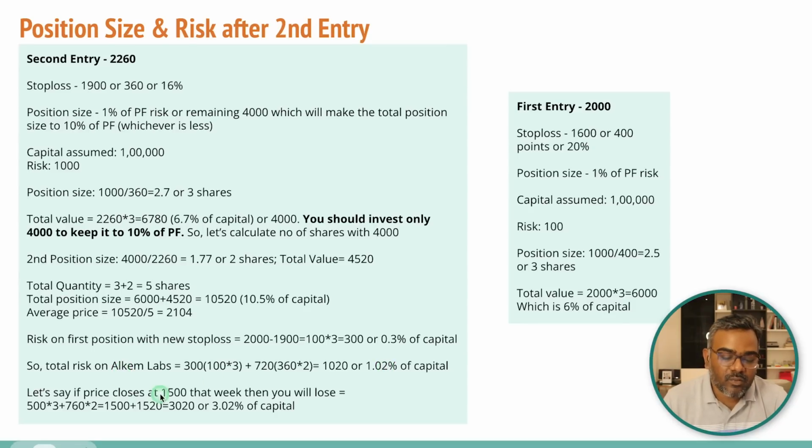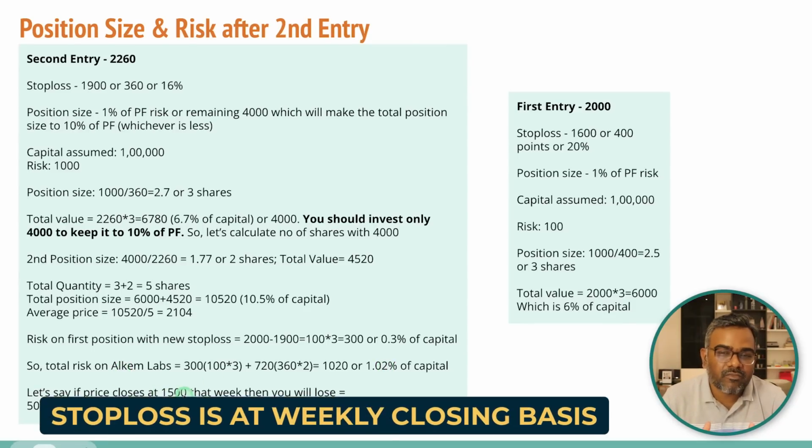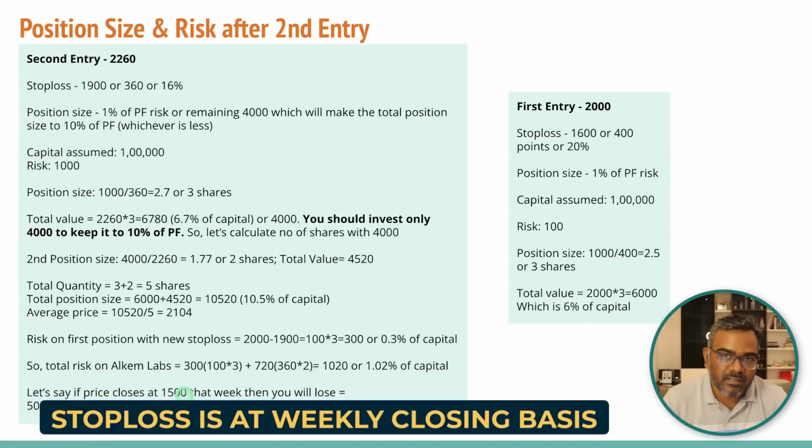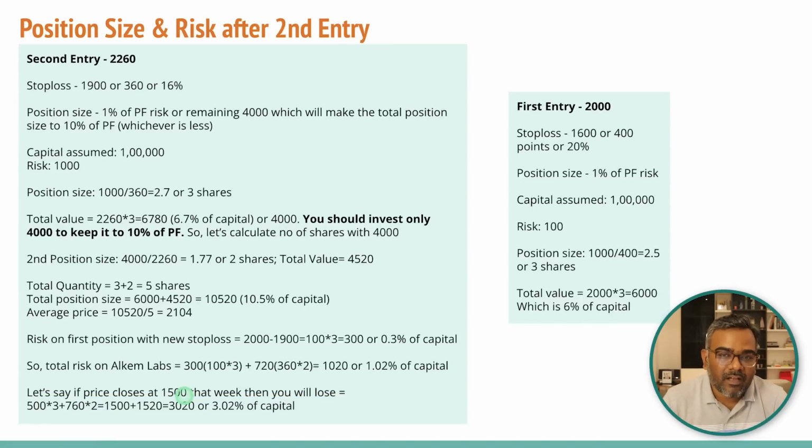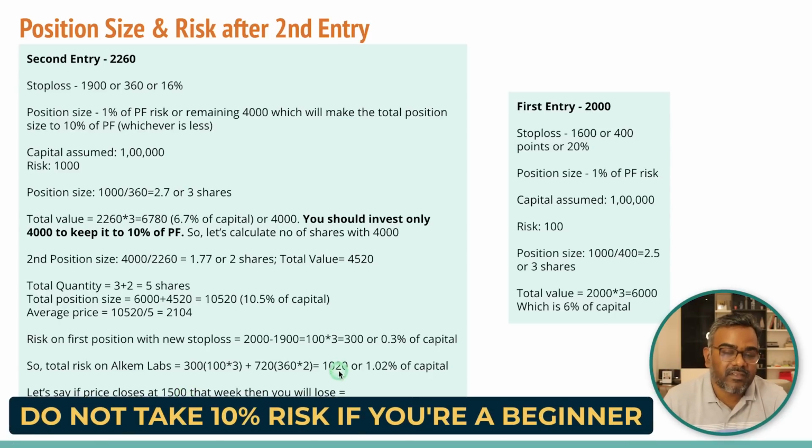So let's say the price closes at 1500 by chance. Because we have a weekly closing basis stop loss, the stop loss for this investing strategy will be on a weekly closing basis. That's why I said if you're a beginner, keep it to 5% and don't take 10% like I've taken here, right? Do not take the second position if you're a beginner.